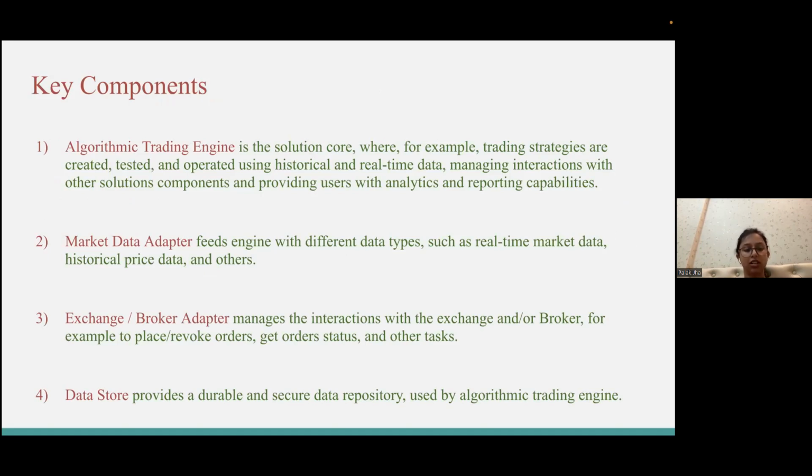Then the second one is the market data adapter. The market data adapter is used to provide the algorithmic trading engine with different data types such as historical price data or real-time market data and many more. Then we need an exchange broker adapter that is used to manage the interactions with the exchange or the broker, like getting order status or placing or revoking orders and many other tasks. Then we have the data store. From the name itself, we can see that it provides a durable and secure data repository, and it is heavily used by the algorithmic trading engine to get data.